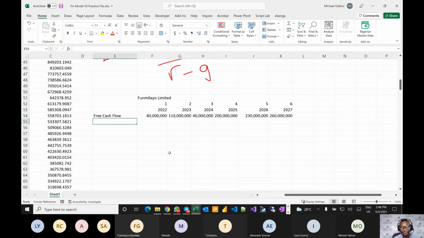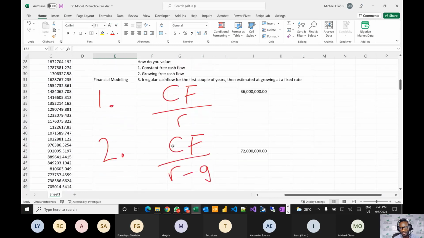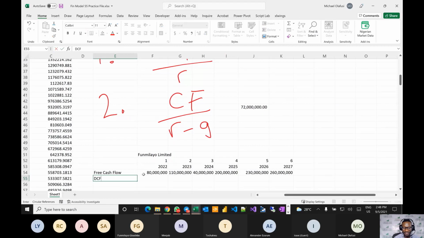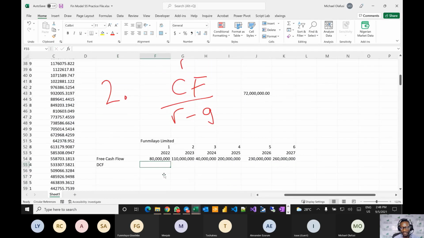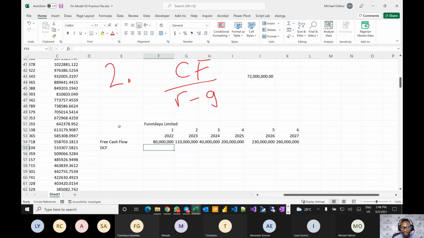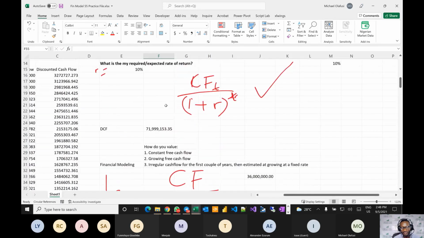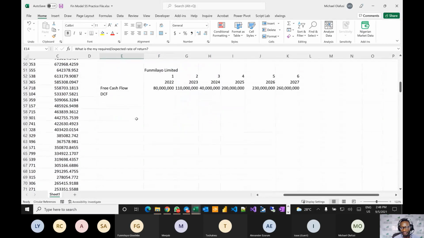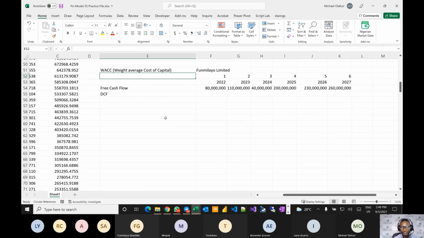So then how do we do the DCF, right? Remember the formula. Let me again pull up the slide. The DCF, the discounted free cash flow, is going to be, number one, what is the cost? Remember that question I say you need to always know. What is the required or expected rate of return? So for companies, that required or expected rate of return is called WACC, weighted average cost of capital. That's what it is called.